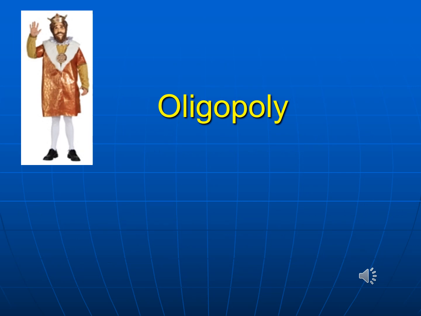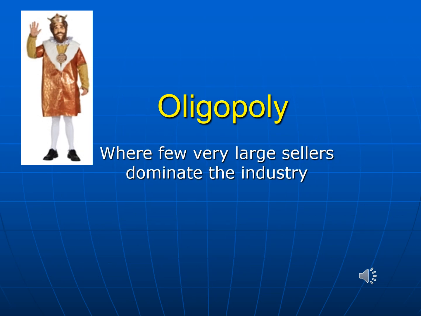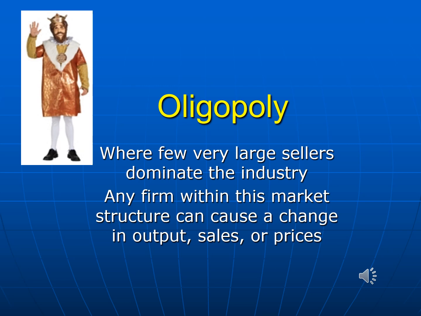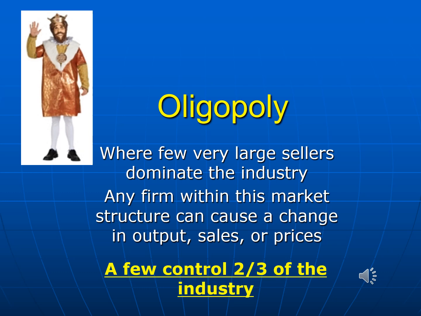Now, the next imperfect competition we have is oligopoly. Oligopoly is a situation where we have very few sellers, but they are large enough to dominate the industry. So any firm within this market can cause a change in output, sales, or prices, and they tend to control up to 2/3 of the industry. So let's take for instance Pepsi and Coca-Cola. They control about, let's say, 65% of the market, right? So they are few, but then they dominate the industry. They have power over the industry.